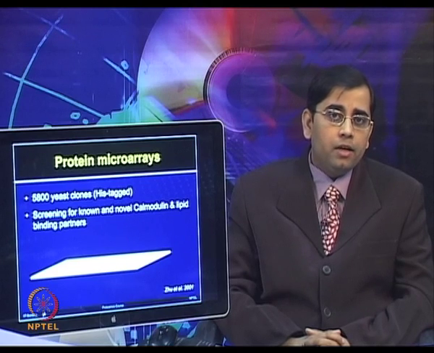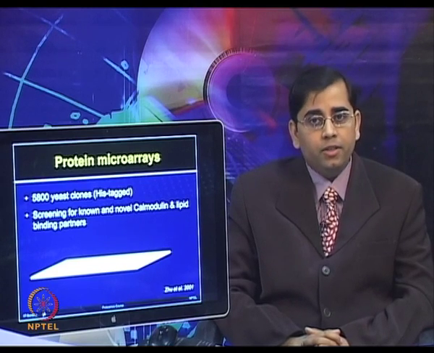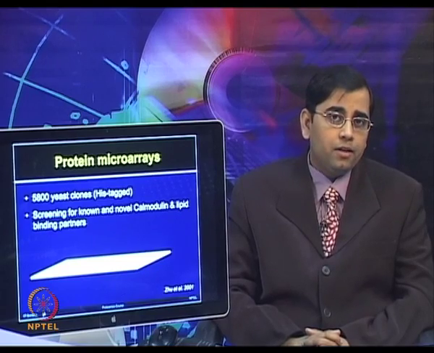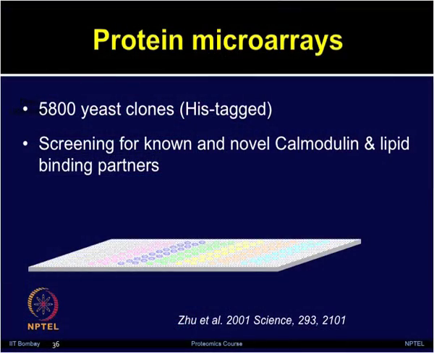So, another group, in Mike Snyder's lab, started doing the yeast proteome chips, and they used 5800 yeast clones, which were histidine tagged, to screen for the known and novel calmodulin and lipid binding proteins. Now, this was a full scale yeast protein array, and in 2001 it showed the potential of these chip technologies for studying protein interactions and other types of functional applications.